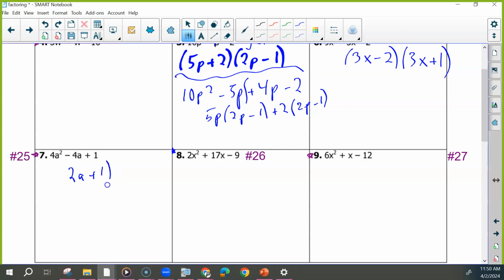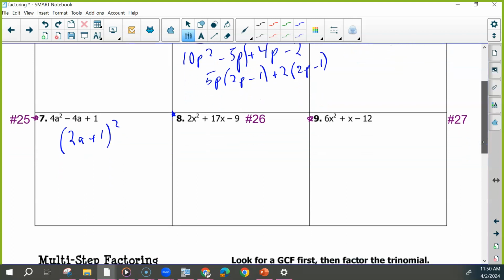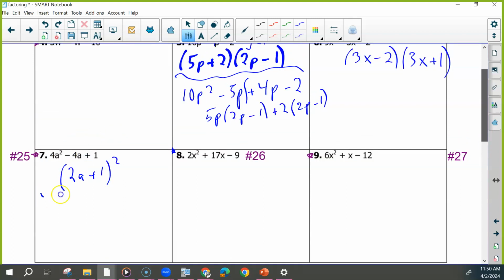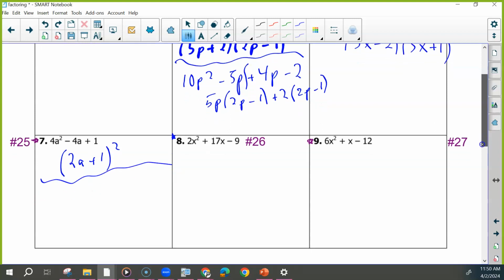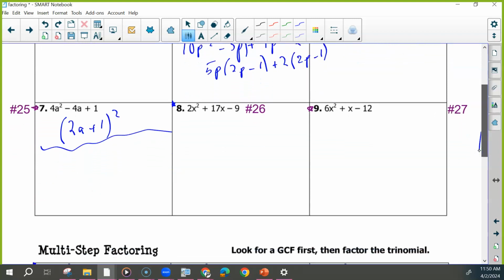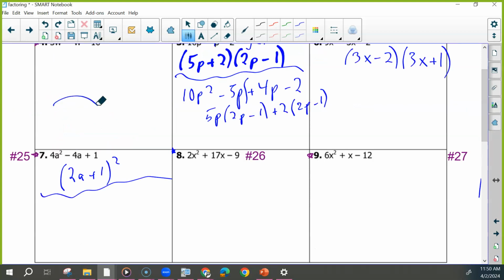A plus 1. So I'm going to write that as 2a plus 1 squared. That would be the same thing. Did you both get that? I got a 2a plus 1, 2a minus 1. Okay. So let's check that. So GCF is 1. This will give us 4.